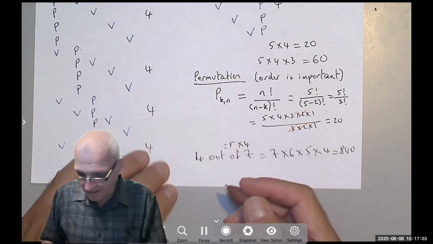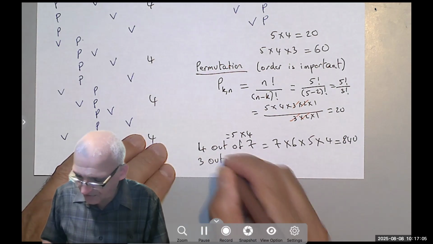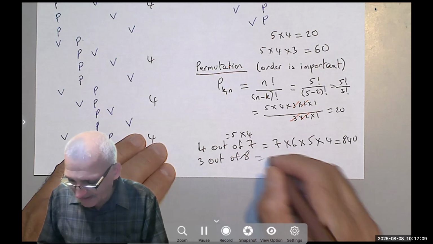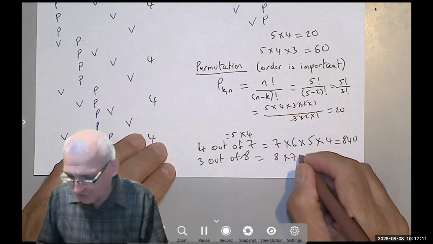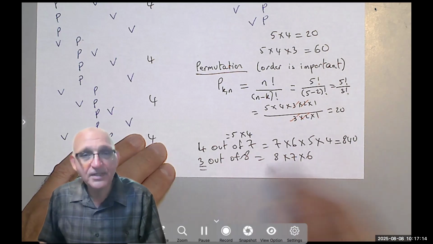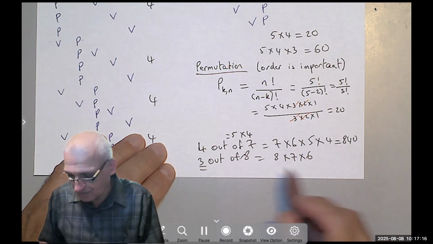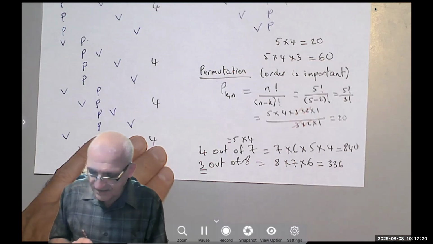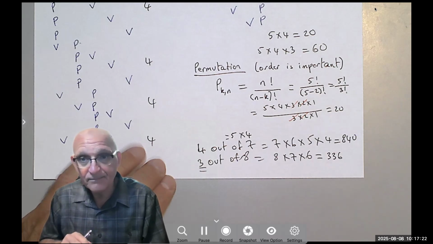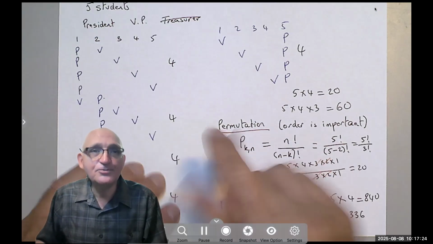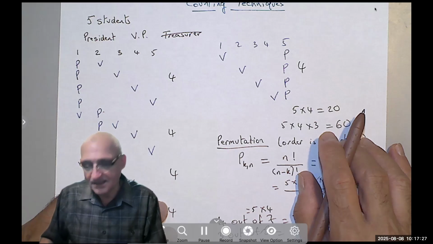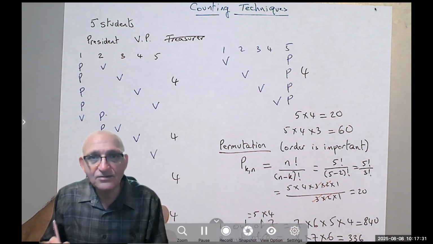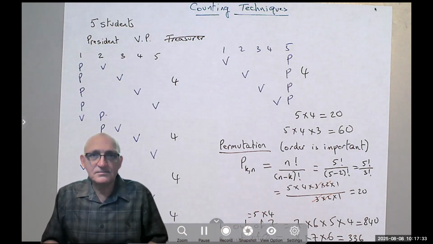Let's take another one. 3 out of 8, so we don't end up with the same number. 8, that's 1. 7, that's 2. 6, that's 3. I stop, and that's the answer. So you get 56 times 6, 336. Okay? So that's the permutation. You are selecting k objects out of n, and the order is important.